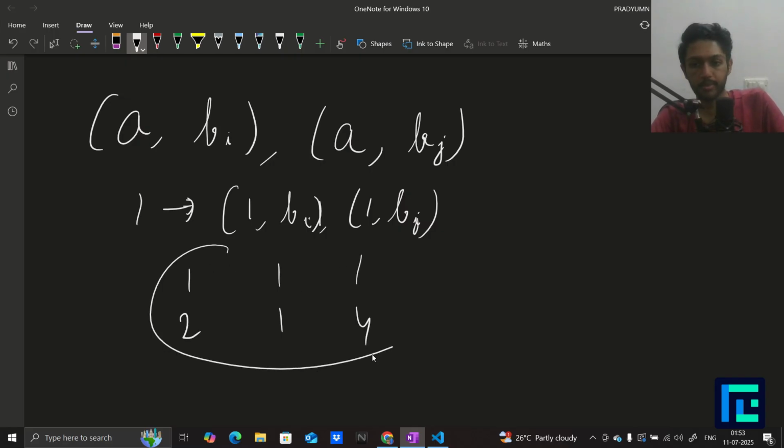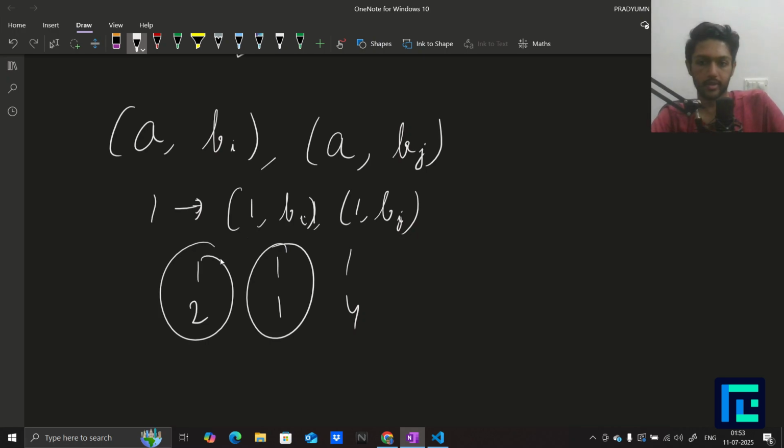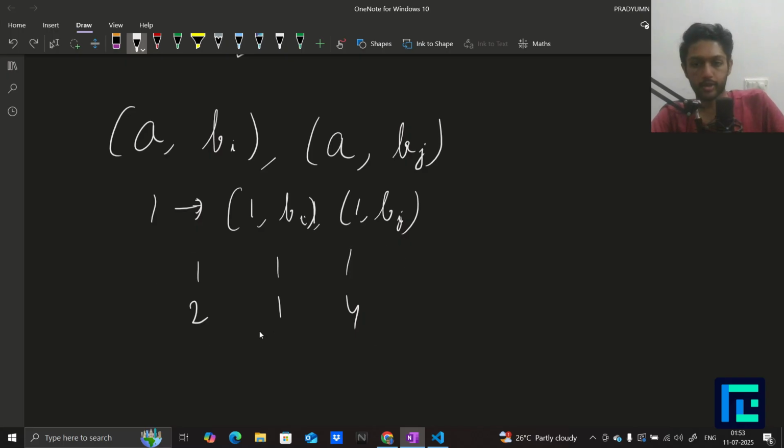Okay, so 1 comes in 3 couples totally. So what we can simply do is to count the number of pairs in which 1 comes. That is just 3c2, like choose any 2 out of these 3. Let's say this one and this one, so this pair is invalid, and let's say this one and this one, this is also invalid. And finally this one and this one. So 3 pairs, that is 3c2. These many pairs are invalid because 1 is common in both of them.